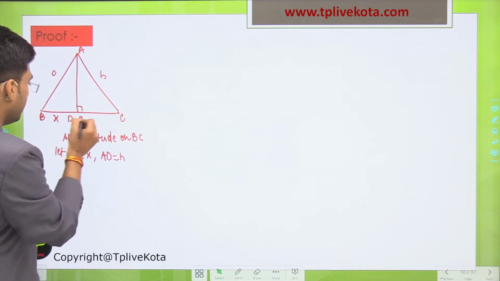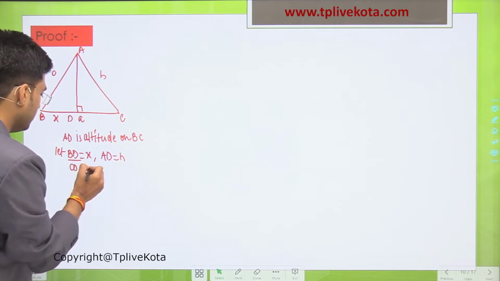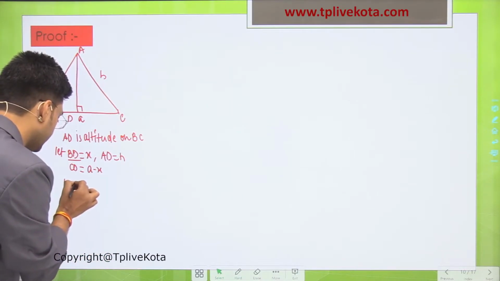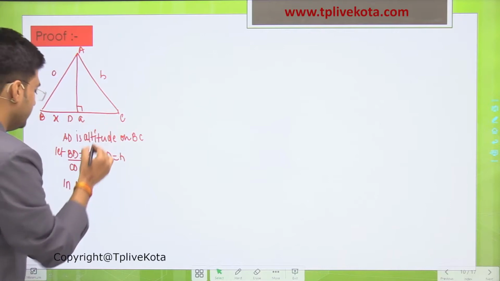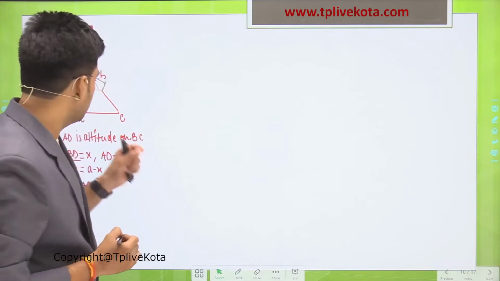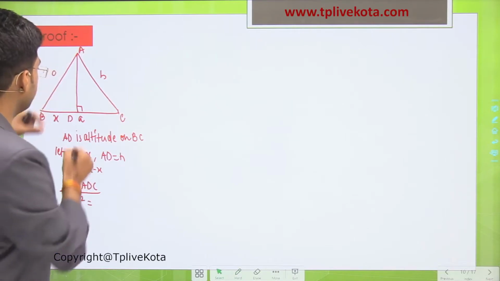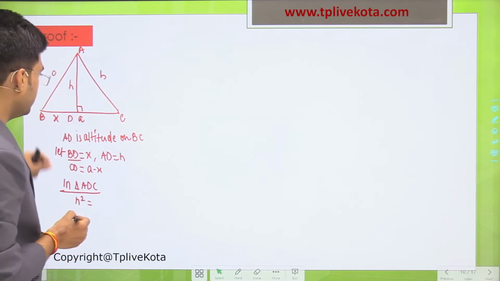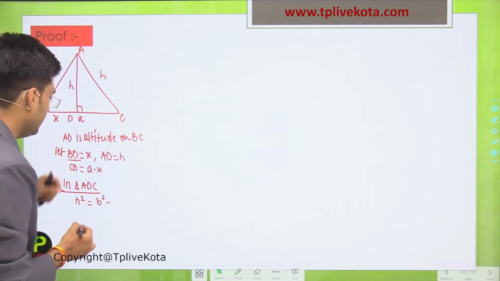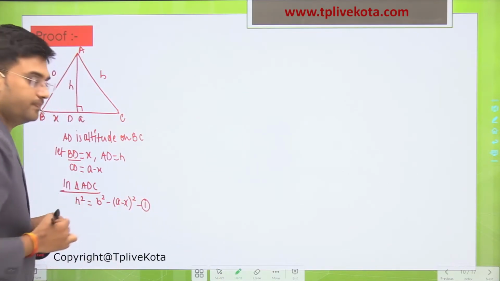BD is x, and if BD is x, then we can say that CD is a minus x. Clear? Now in triangle ADC, this is a right angle triangle. So we can say that h square is equal to b square minus (a minus x) square. This is equation 1. Clear?